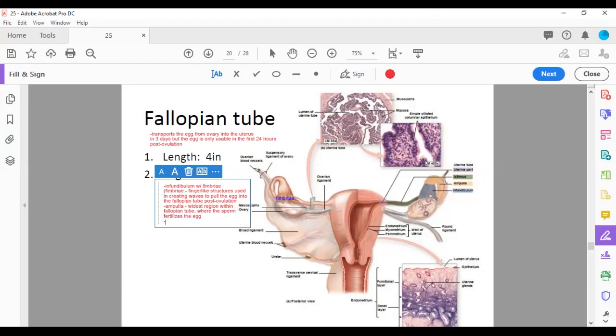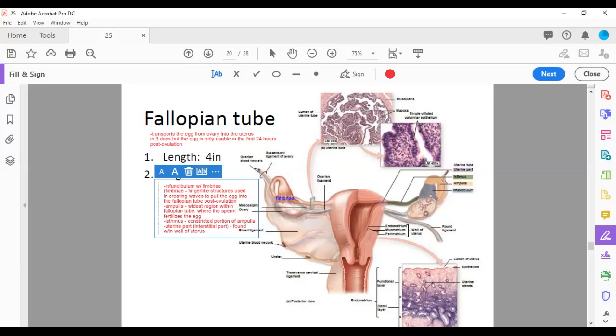The next portion is going to be called the isthmus. The isthmus represents the constricted portion of the ampulla. So when the ampulla constricts, it becomes an isthmus. And the last portion is going to be known as the interstitial portion of the uterine part, or interstitial part. This portion is found within the wall of the fallopian end of the uterus.